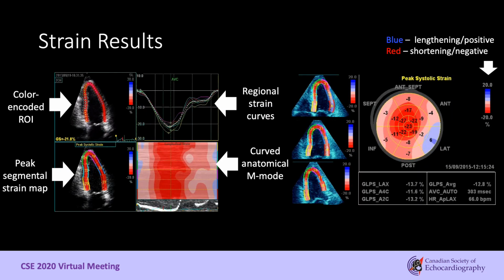This slide just shows the different formats in which data will be presented. Usually there's a color-coded region of interest that lets you check tracking as well as contour placement. Here the peak systolic strain values are presented, as well as the regional strain curves. And there is a heat map showing the curved anatomical M mode. Additionally, there's a bullseye that can be shown showing the regional changes.